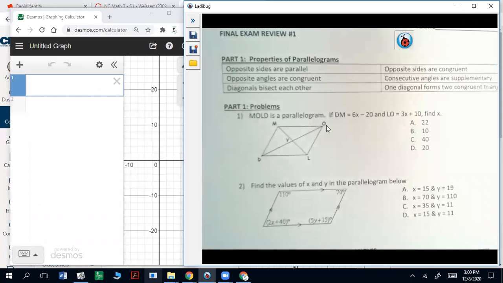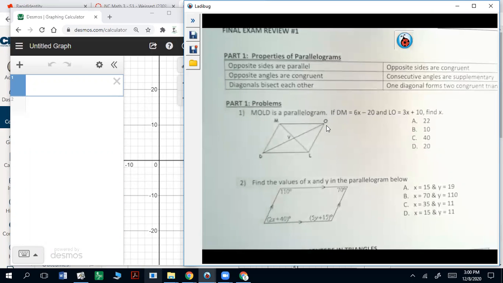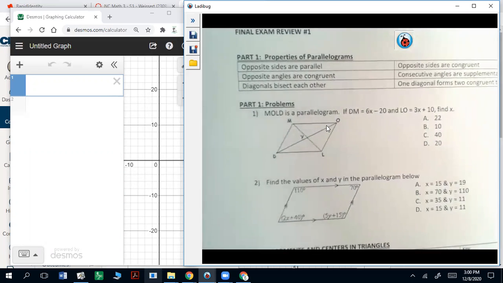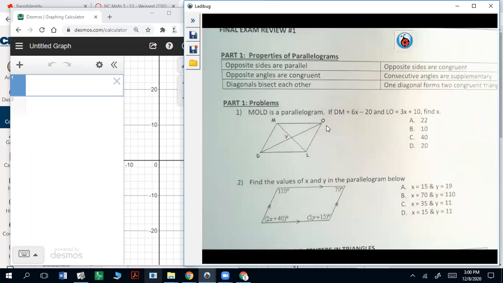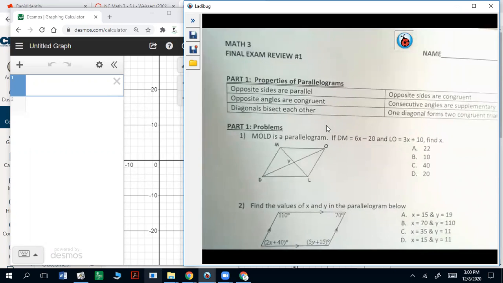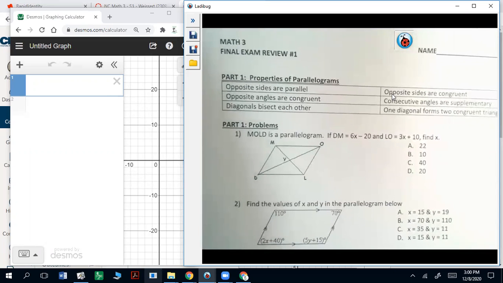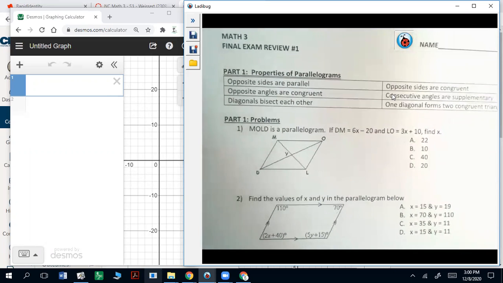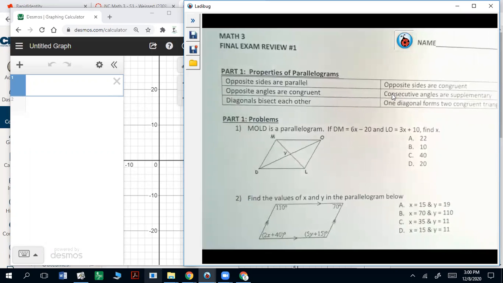Review number 1 is going over some stuff that we did not complete in Unit 6. So I'll do the best I can to go through explaining some of these things. Unit 6 is all about rectangles, parallelograms, rhombuses, triangles, and some volume and density.